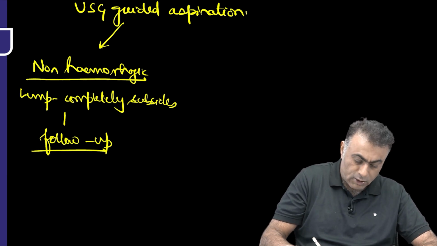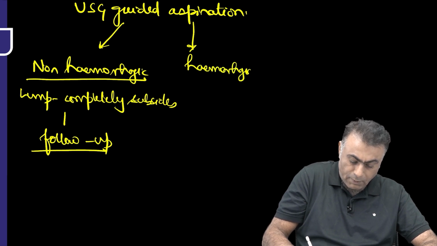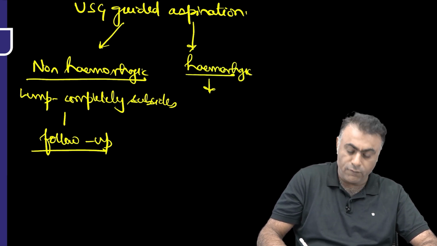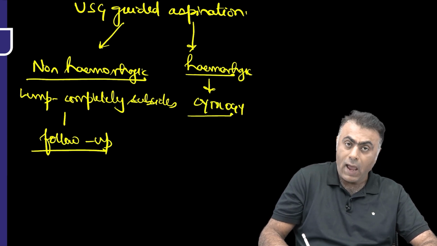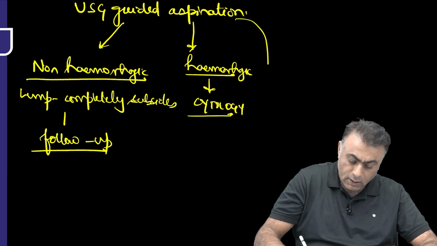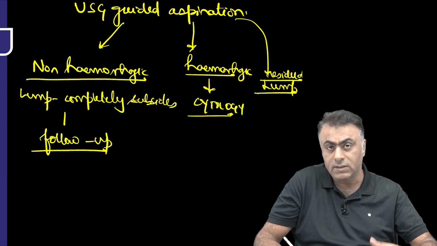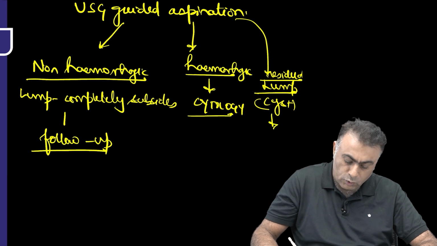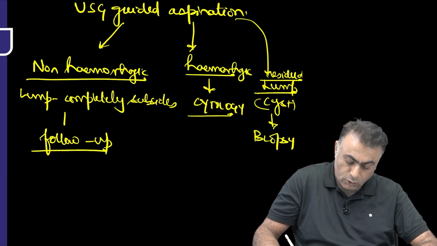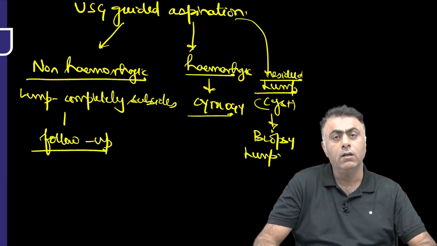In case after aspiration the fluid is hemorrhagic, it should always be sent for a cytological examination. And in case after aspiration the lump does not completely subside, and there is a residual lump or residual cyst left behind, then we have to do a biopsy from the lump. So that is the protocol of managing a patient of a breast cyst.